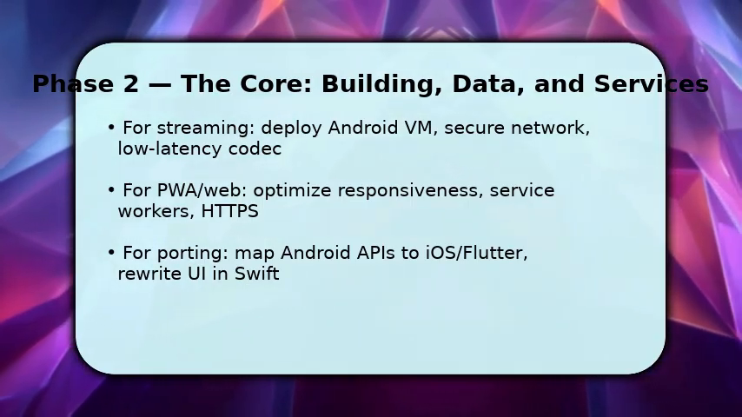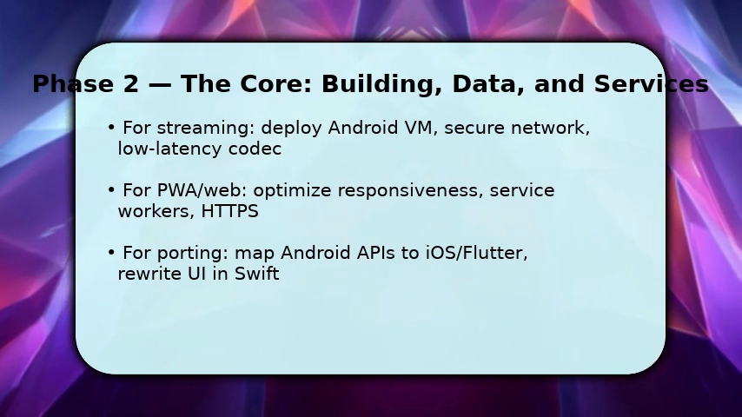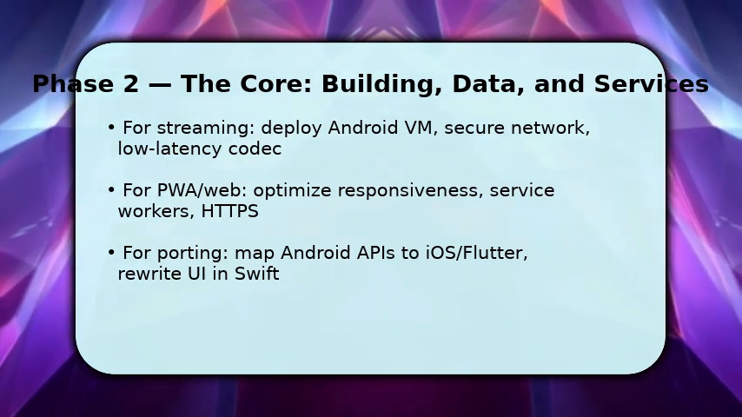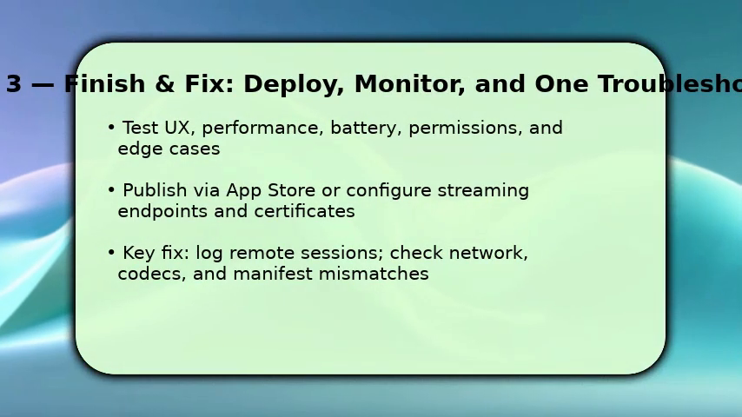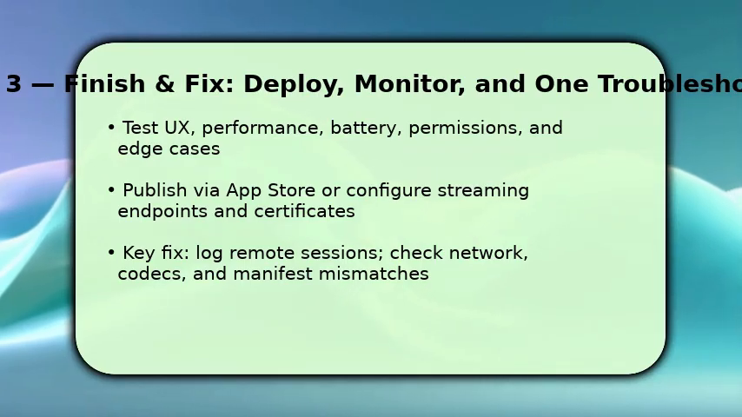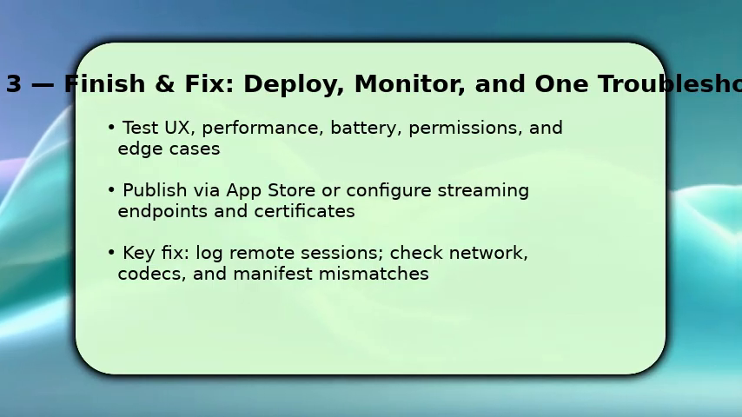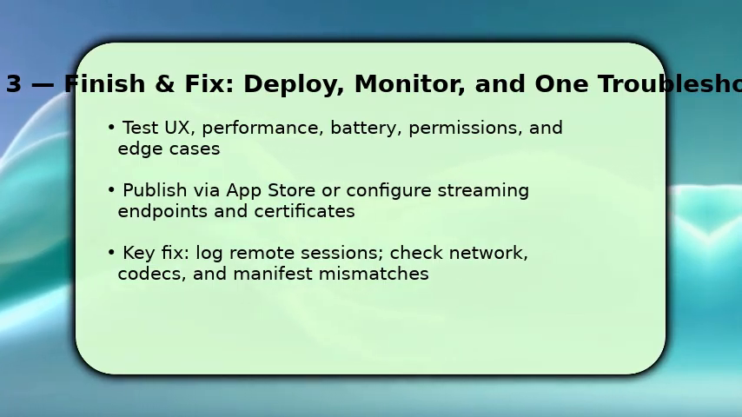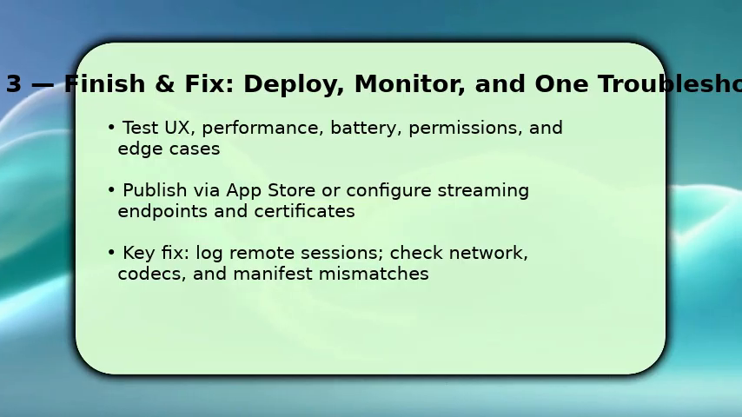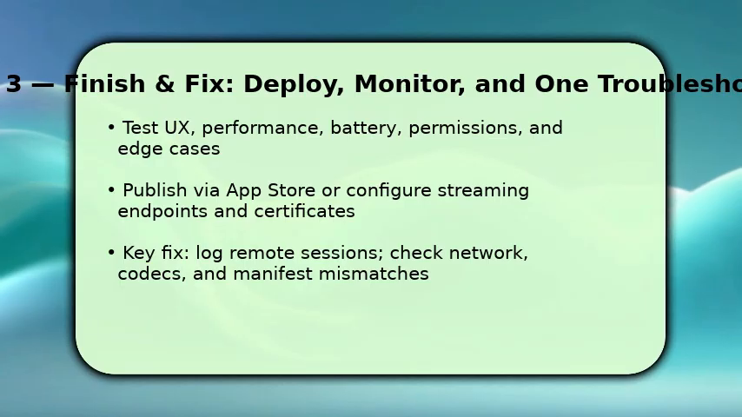Make sure to run continuous tests on iPhone hardware as you progress, and iterate fast. To finish, validate quality. Test UX, permissions, battery draw, and edge cases on multiple iPhones. Once stable, prepare App Store metadata or finalize streaming endpoints and SSL certificates. Release to internal testers first, gather crash logs, and iterate.